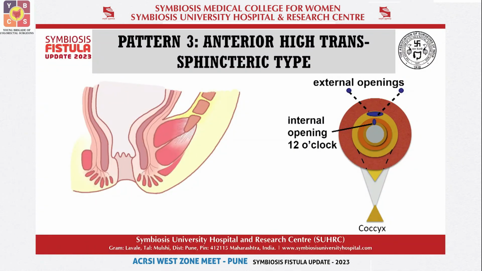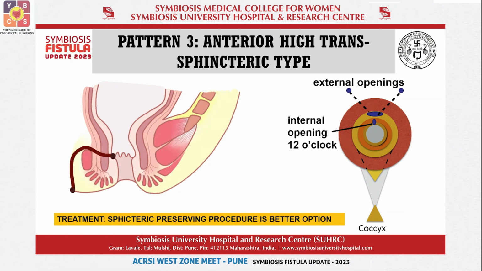Coming to anterior high transsphincteric, we need to take a simple message: they have shown that more than 30% of the sphincter is being crossed. This needs sphincter preservation surgery. So we need to have a sphincter preserving option for this patient.